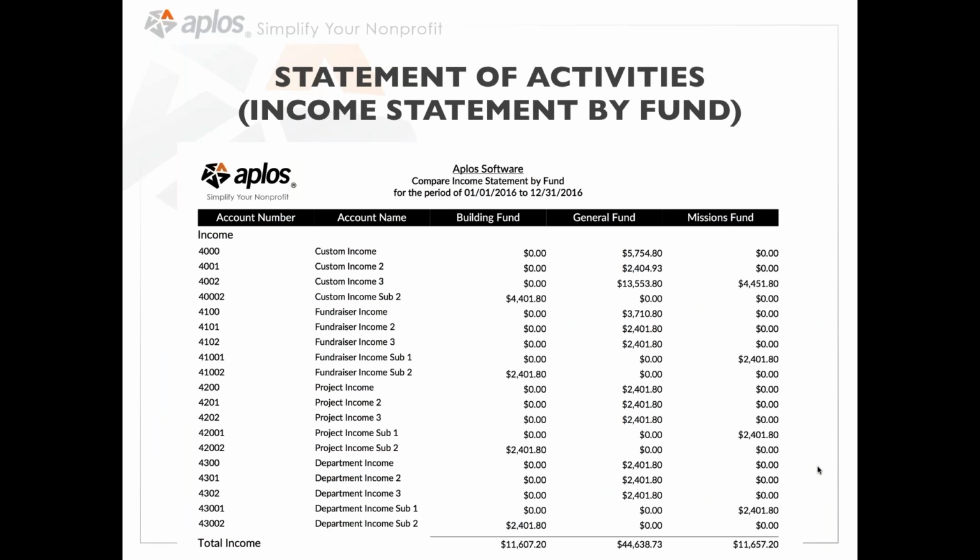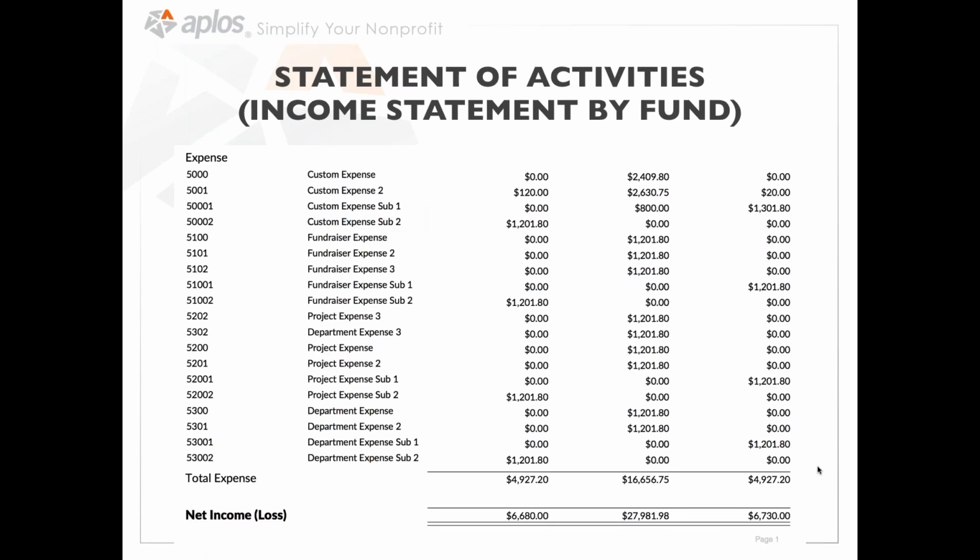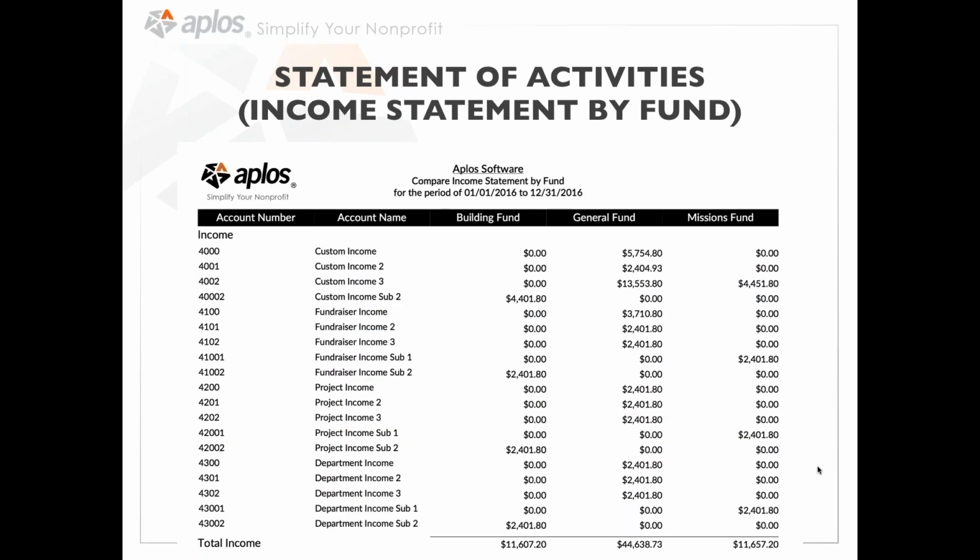Here's what the income statement would look like in the same kind of regard. The funds are in a different order, but generally the same thing. You're looking at top to bottom, here's all of my income accounts, and then here's all of my expense accounts. And then from left to right, you've got the account number, account name, but then each fund.